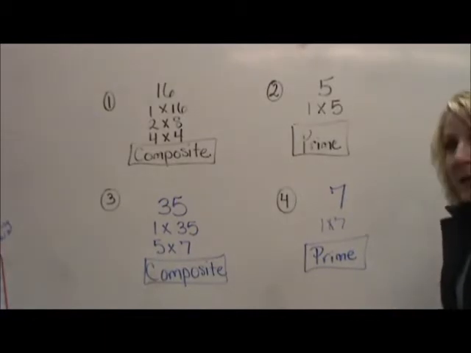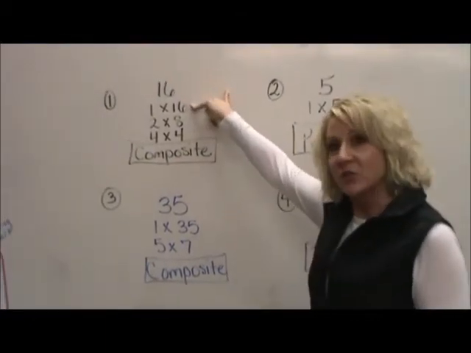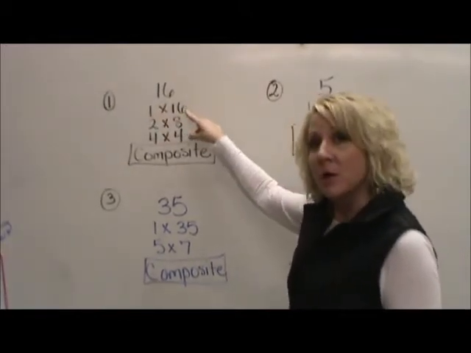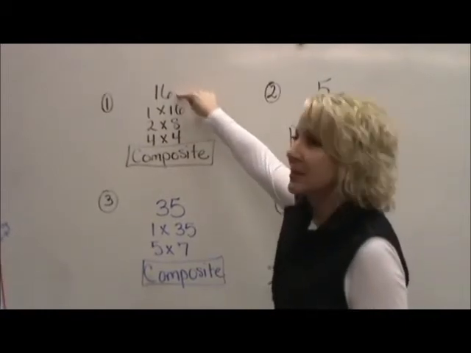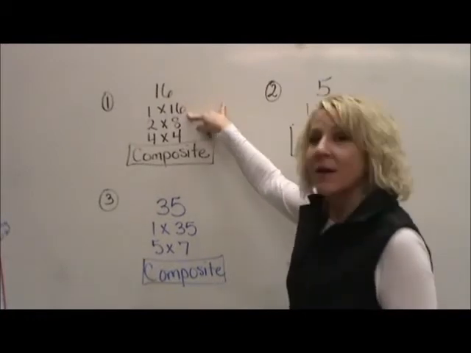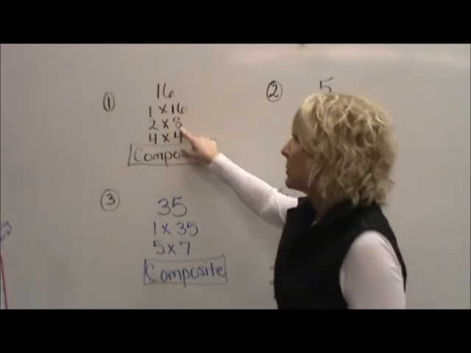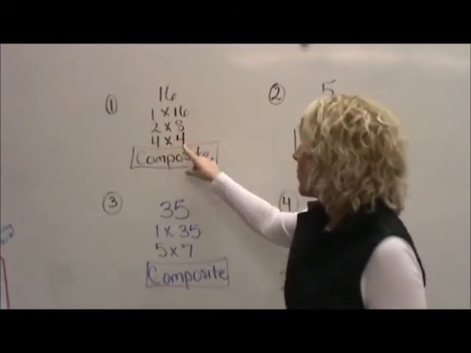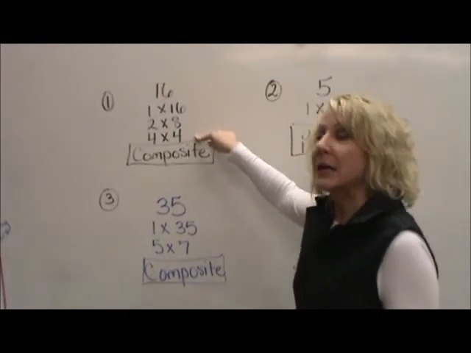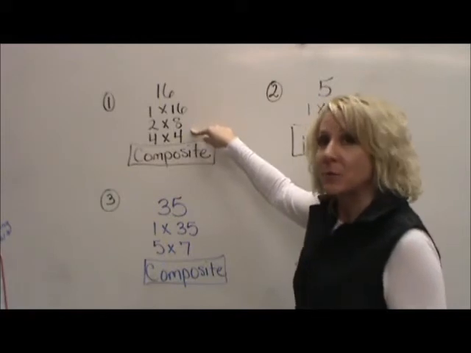So again, composite numbers are numbers that can have more than just two factors. By factors, I mean two numbers that can be multiplied together to create this number. So 16 has 1 times 16, but there are other ways we can make this number using multiplication. We can do 2 times 8, and we can do 4 times 4. That's what makes this a composite number. Remember, composite is like complicated.